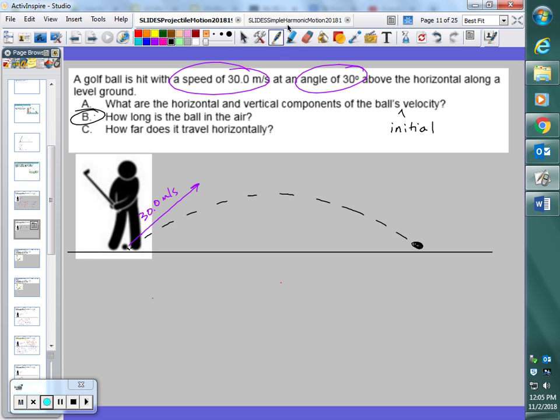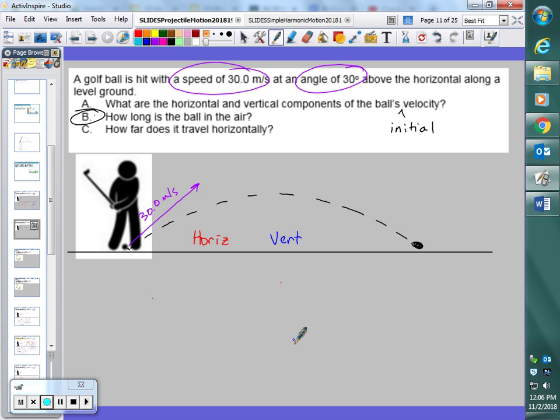Two dimensions. If we have two things going on at once, we need two lists. We need a horizontal list, and we need a vertical list. You can write your list wherever you want to. You don't have to write them along the black line there. I'm just kind of running out of room up here. So if you're on your page, start up a part B section, and let's go with two lists. Like we said, part B, how long is the ball in the air? That's asking us to solve for time.